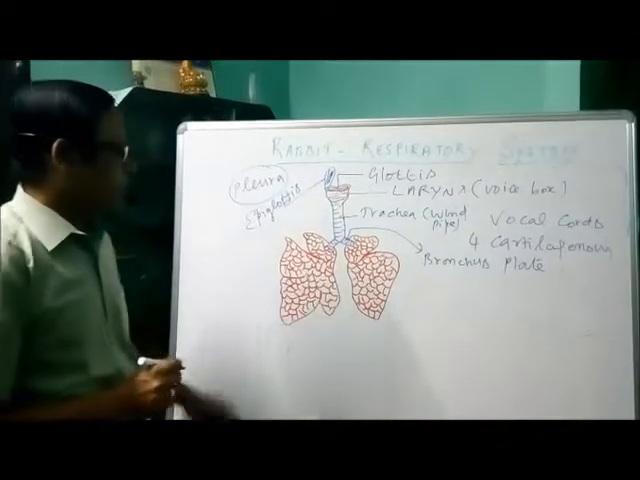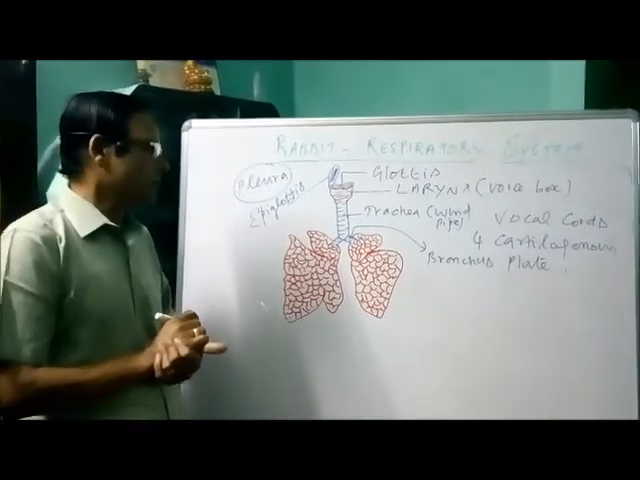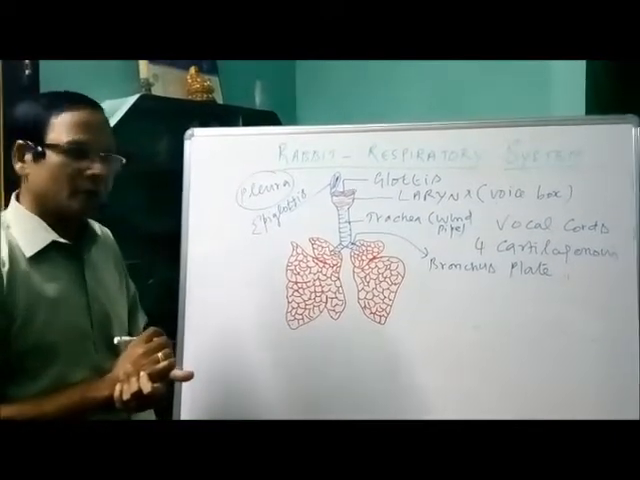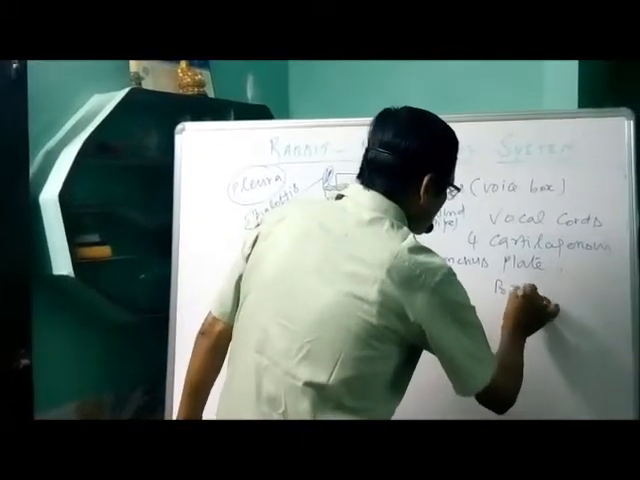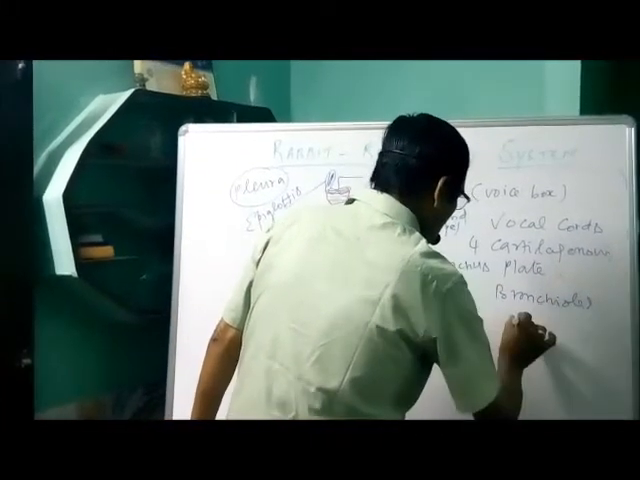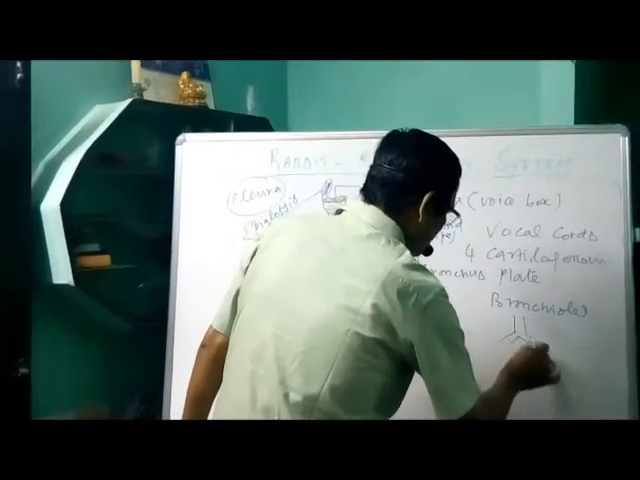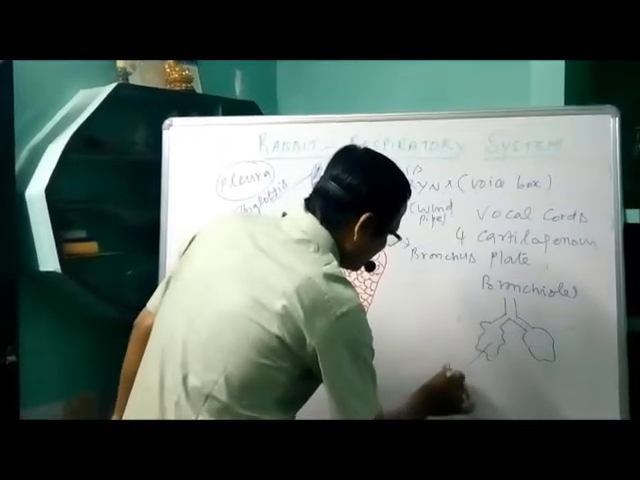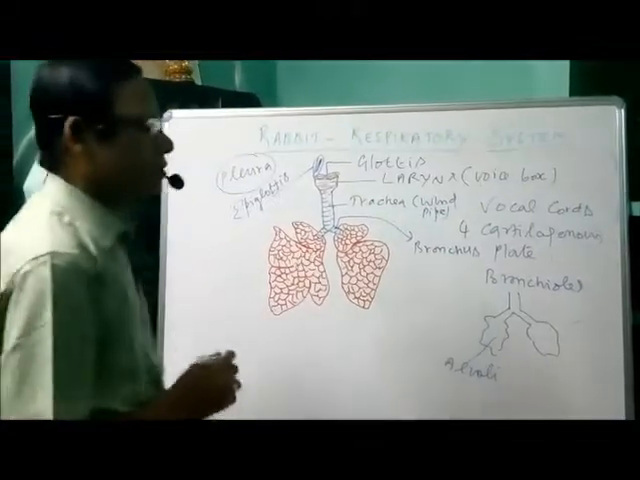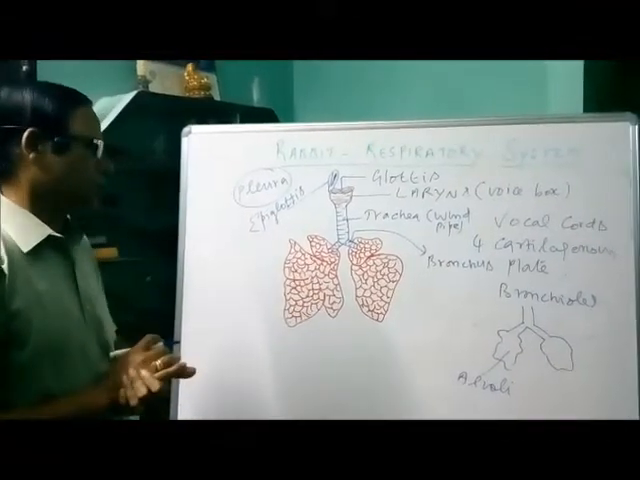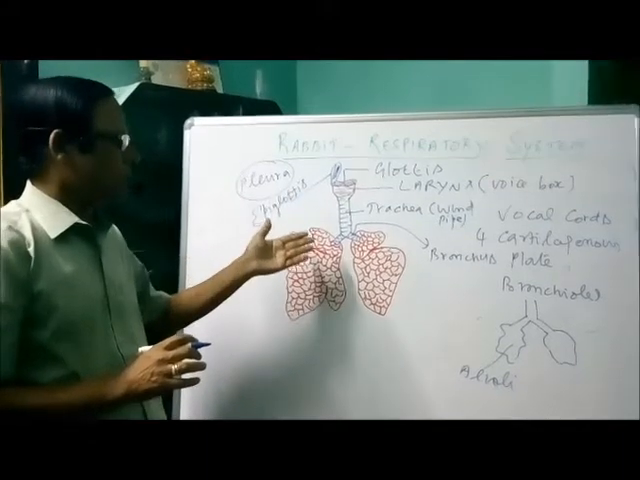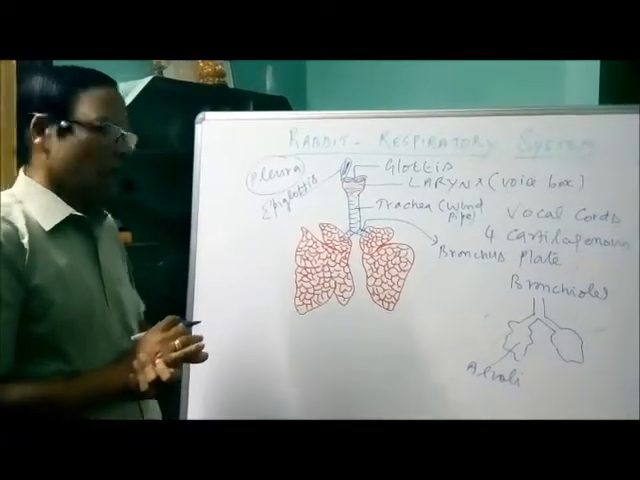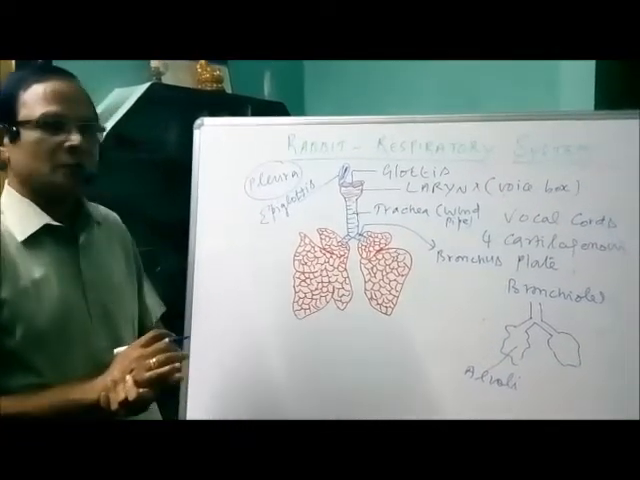And each bronchus enters the lung. And inside the lung, the bronchus divides and subdivides to form bronchioles. So suppose this is the bronchi and this one the bronchiole. And each bronchiole ends in sacs called alveoli, the unit of lung function. So trachea, bronchus, bronchioles, and then the sacs called alveoli, the unit of lung function where exchange of gases is possible.